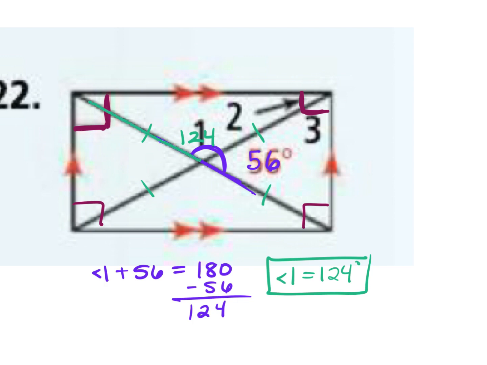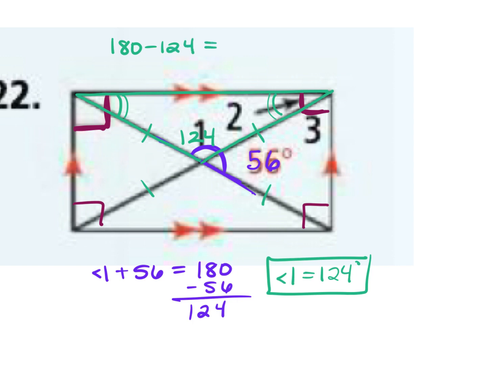Okay, well, look at this. What type of triangle is that blue one? Isosceles. What do you know about isosceles triangles? Two sides are the same. Their base angles are congruent, right? So if I have a triangle, 180 minus 124, divided by 2.